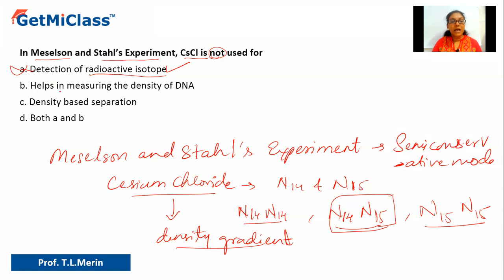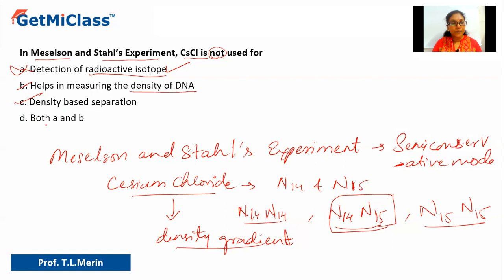Option B says helps in measuring the density of the DNA. Yes, so you will know whether it is a hybrid band or a pure N14 band or a pure N15 band. So it definitely helps in measuring the density of the DNA. Then option C says density-based separation. As I told you, cesium chloride creates a density gradient, which helps in the separation of the double-stranded DNA based on its density. So that is also correct.